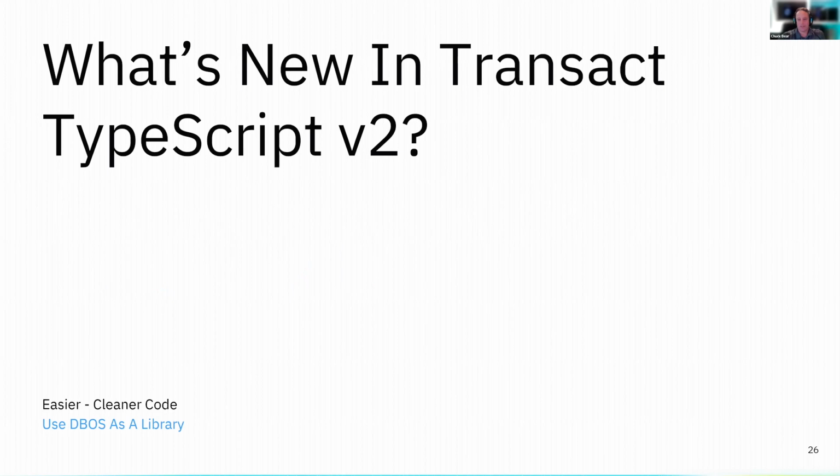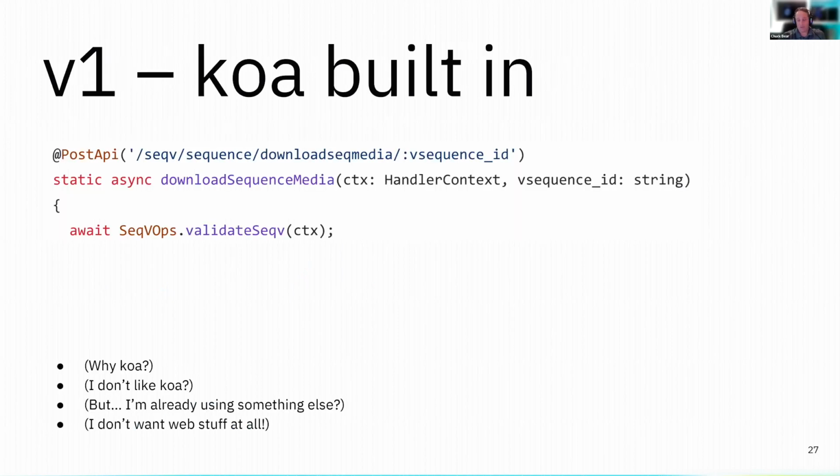The second thing, and probably the more important one to people who are just starting out, is that you can use DBOS as a library and put it into an existing app. In version 1, we said, oh, maybe people want to host web functions, just serve it up on HTTP somewhere. So we gave you a little decorator that said, go to this path and this is how that function will get called. And it has Koa underneath it. Some people don't like Koa. Why Koa? I'm already using something else. Maybe you didn't want web stuff at all.